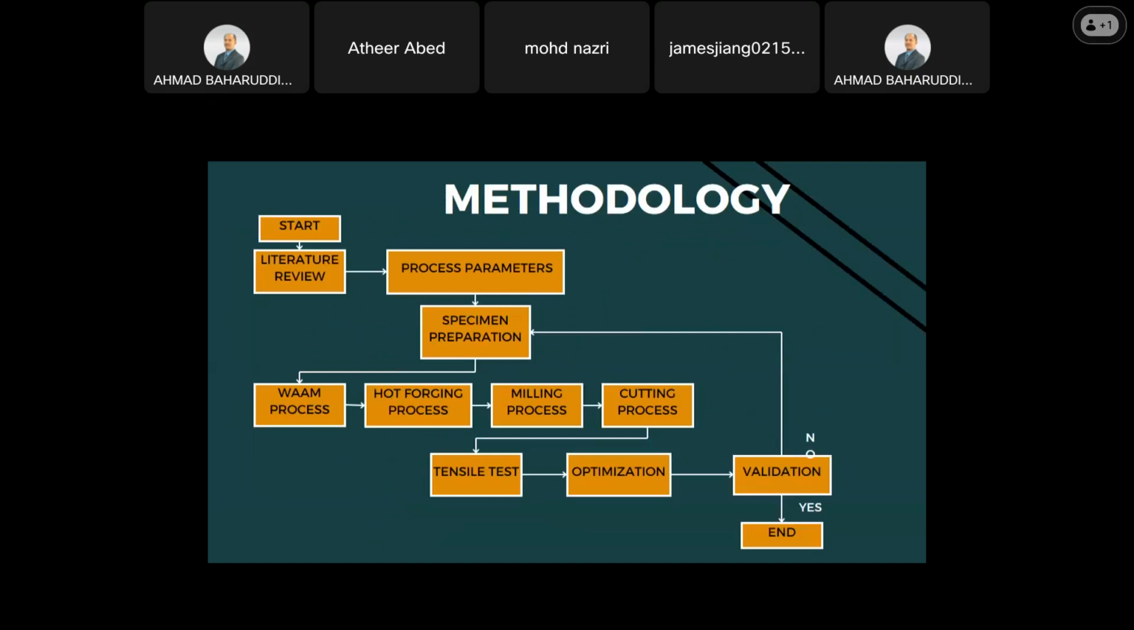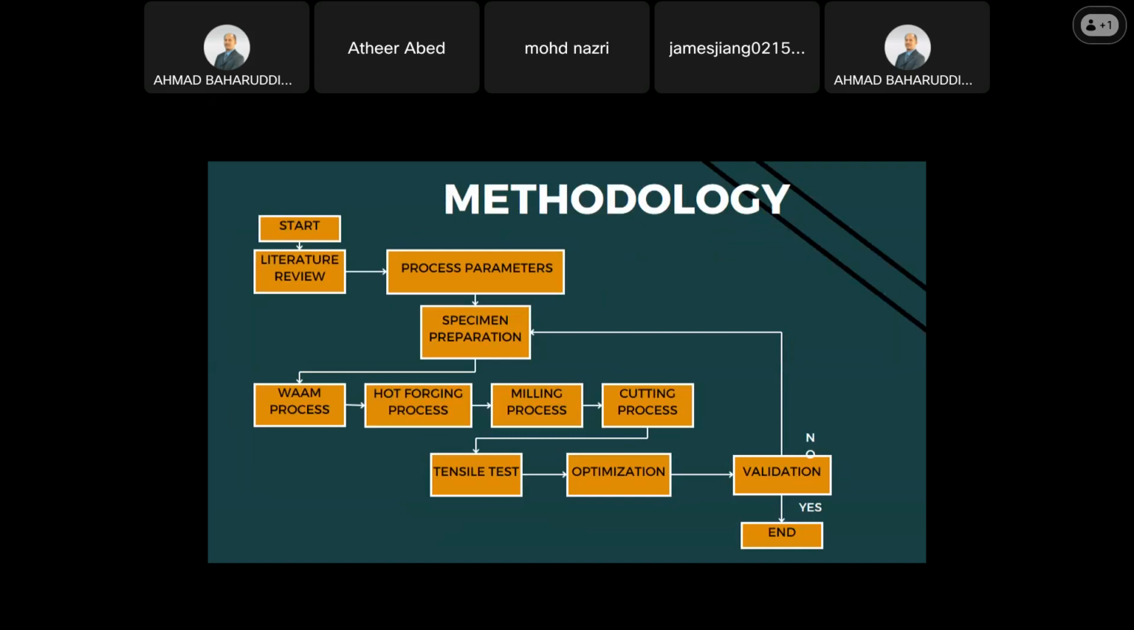So this is the methodology. I'll go through some literature review first, and then proceed to the process parameters that I'll be using for the experiment, and then specimen preparation. To start off the specimen preparation, we will go through the wire arc additive manufacturing process. And after I have created those welded specimens, I'll go through the hot forging process.